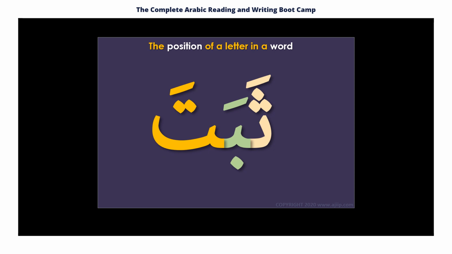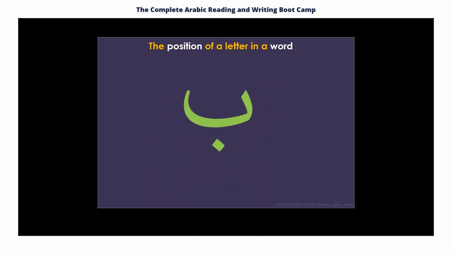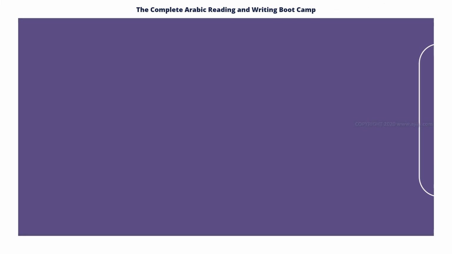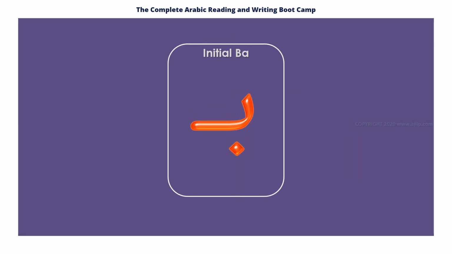Excellent! Next, let's look at the slightly different shapes of letter Ba, depending on whether it is at the beginning, middle, or the end of a word. This is how a Ba at the beginning of a word looks like. Notice how it has lost its end hook or tail, but it's otherwise still recognizable, because Ba still retains its basic body shape and dot.